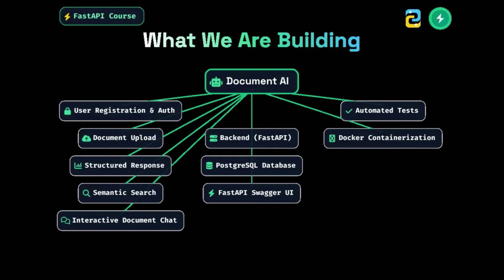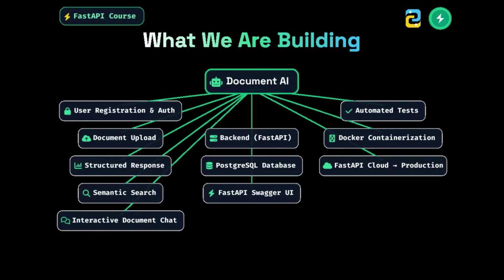Then we will package the application using Docker containerization. Docker allows us to create a consistent environment for running our application across development, testing, and production. And finally, we will take everything we have built and deploy it. The final application will be deployed to FastAPI Cloud, giving us a real production environment rather than leaving our project running only on our local machine.